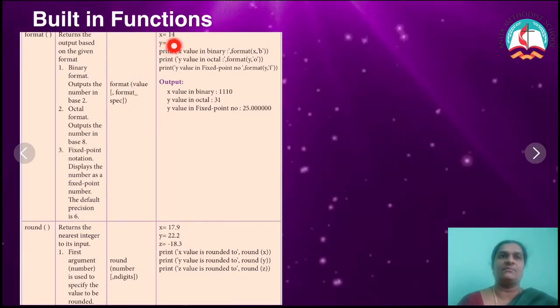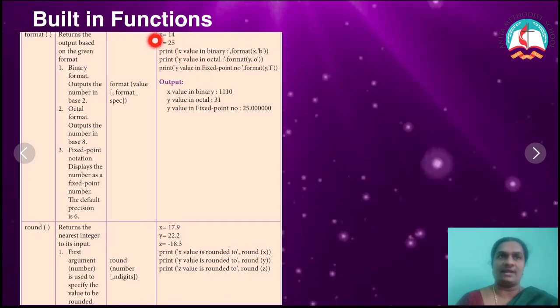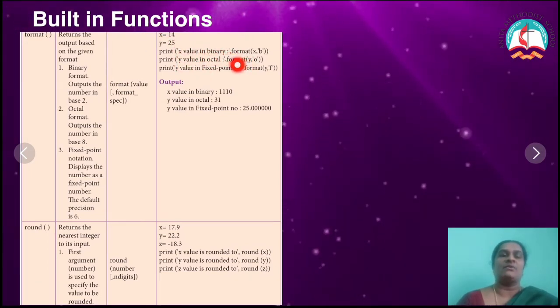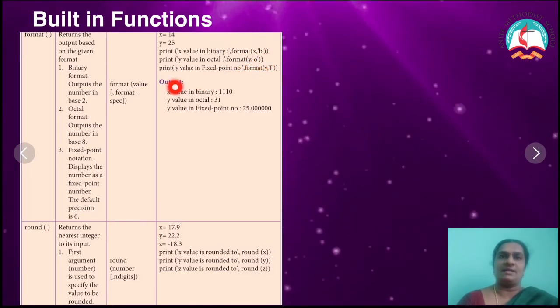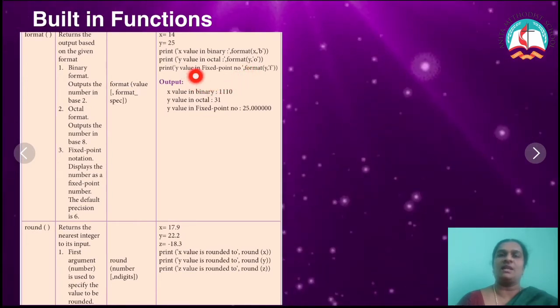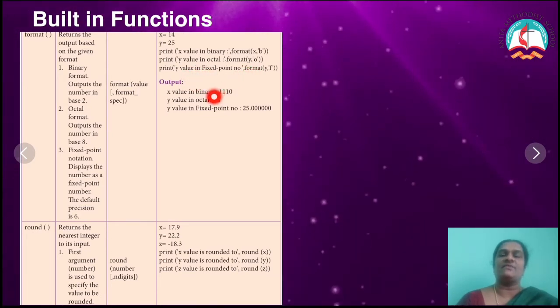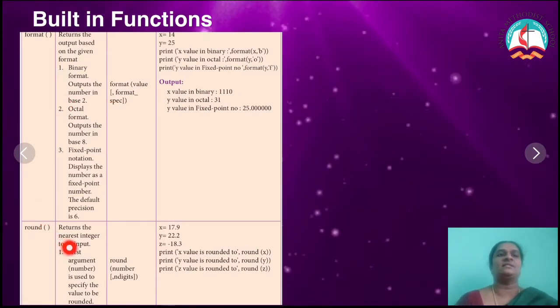a fixed value. If you see, for example, x is equal to 14, y is equal to 25, 14 value, if you take the format xb, b denotes the binary, yes, correct, and then o denotes the octal, yes, right, and then f denotes the fixed point, yes children, you are right. And then next thing is round.